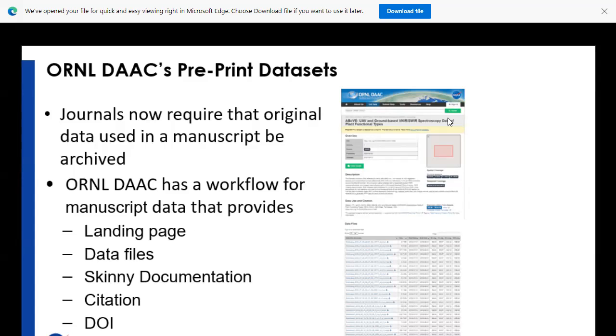So we have a workflow that provides a preprint data set, in which we give you a landing page with the original data files. Those data files are not QA'd; they are in the same format in which you submitted them to us. Then we provide skinny documentation with the data files, just basic metadata for the reviewers to understand. Then we provide you with a resolvable DOI and a citation that you can share with your reviewers so that they can access your data files.